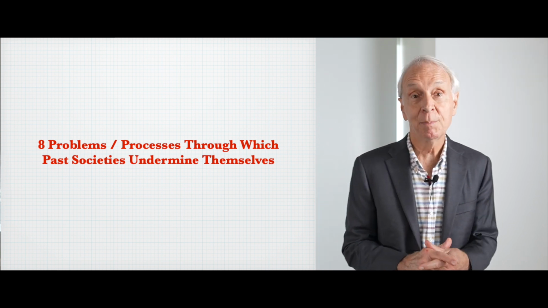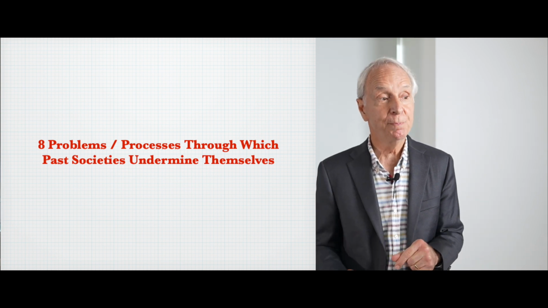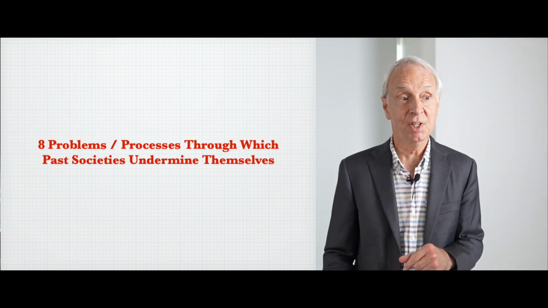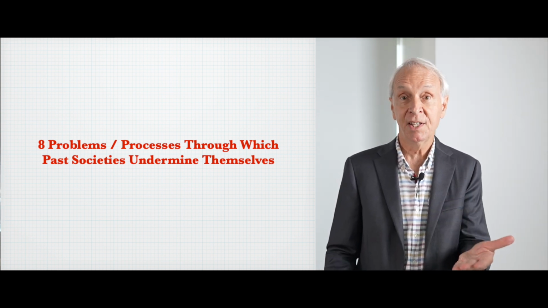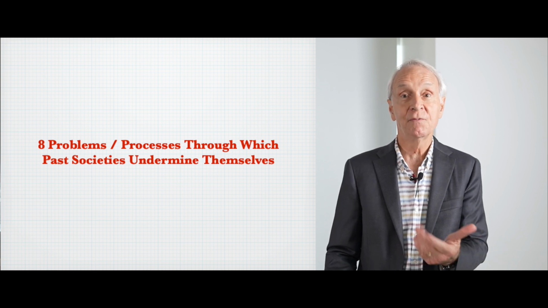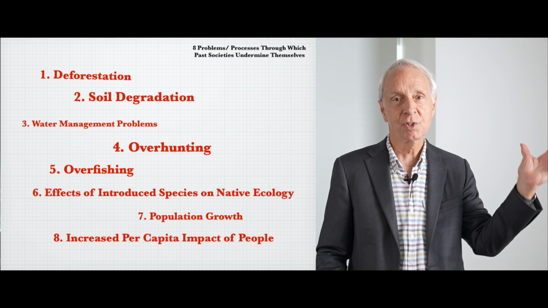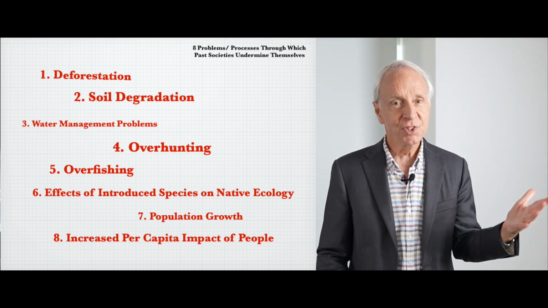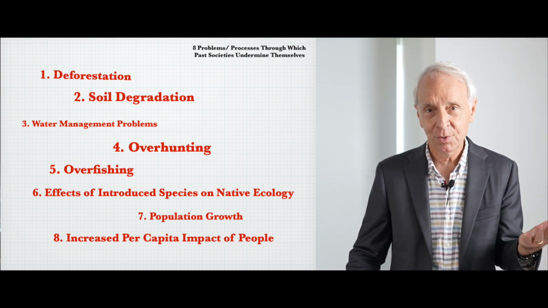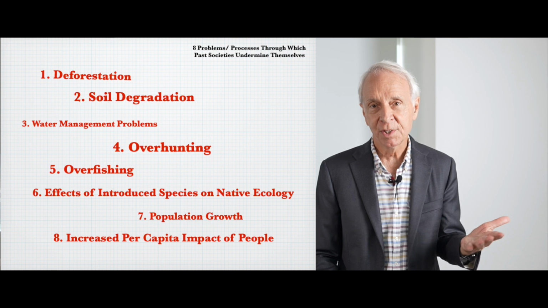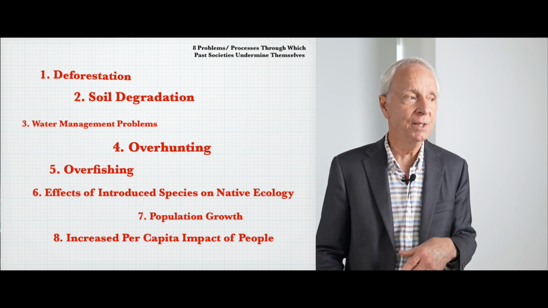So there are 8 problems or processes through which past societies undermine themselves by degrading the environment to the point that the environment doesn't support them anymore. And these are kind of true across the board. So deforestation, a horrible thing that creates environmental problems. Soil degradation, so they can't do their farming anymore.